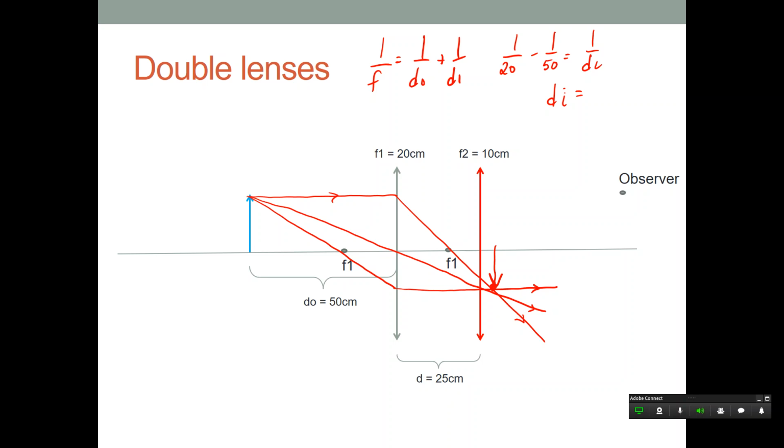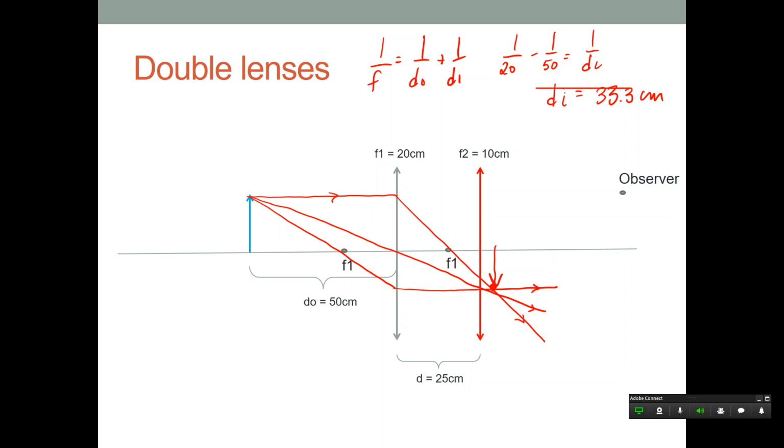Hold on, let's look at this. Common denominator here is 100, right? You multiply this by 5, you multiply this by 2. So 5 minus 2 is going to be 3 over 100, but you have to flip it, so it's going to be 100 over 3. That's 33.3. I didn't change any of the units. I left everything in centimeters.